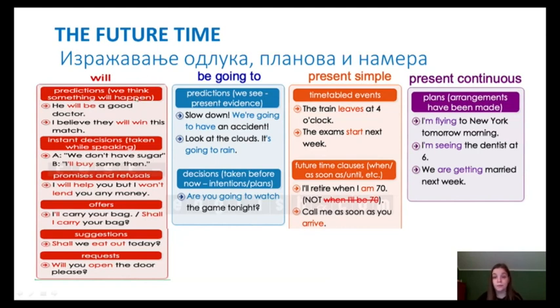Present simple is used for timetabled events, something that is fixed in the future. The train leaves at 4 o'clock and the exam starts next week. Present continuous is used for plans, arrangements that have been made. We know the exact time and place and know the people involved. I'm flying to New York tomorrow morning. I'm seeing the dentist at 6 and we are getting married next week.